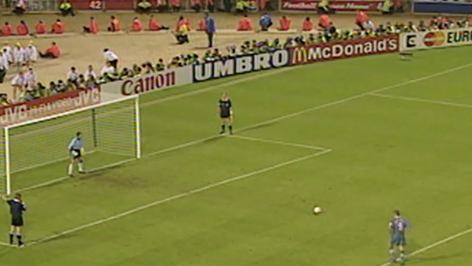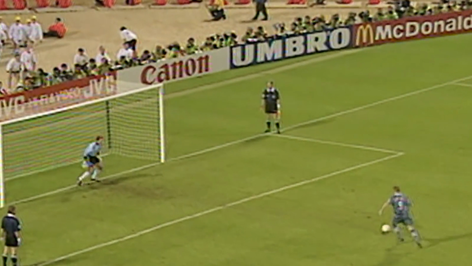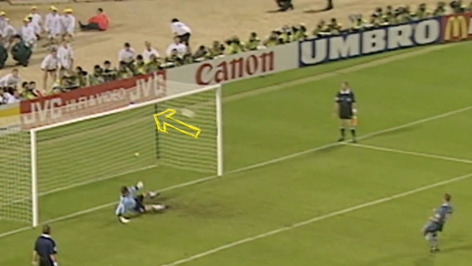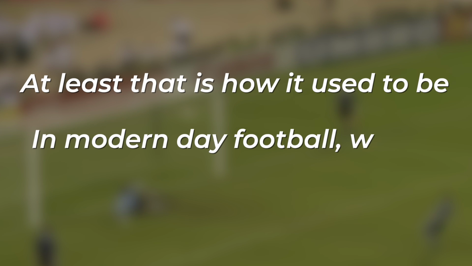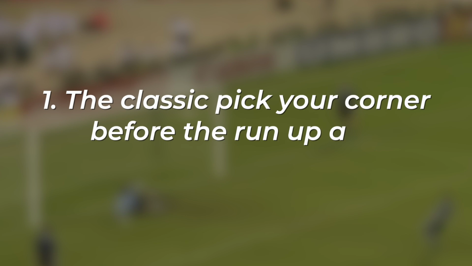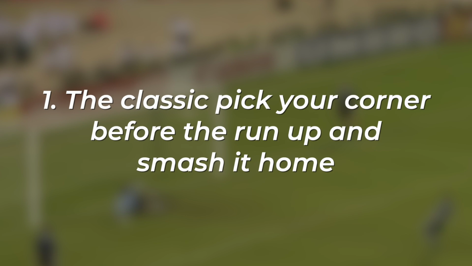Penalties. The most simple set piece in football. Simply run up to the ball and shoot it towards the corner. At least that is how it used to be. In modern day football, we see a variety of techniques. The classic pick your corner before the run up and smash it home.